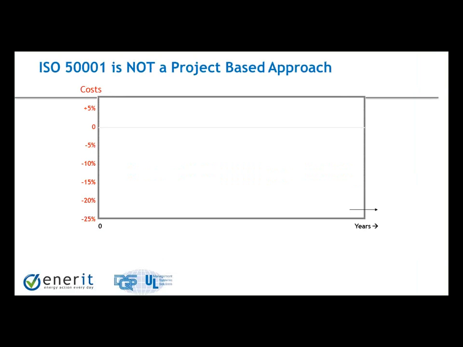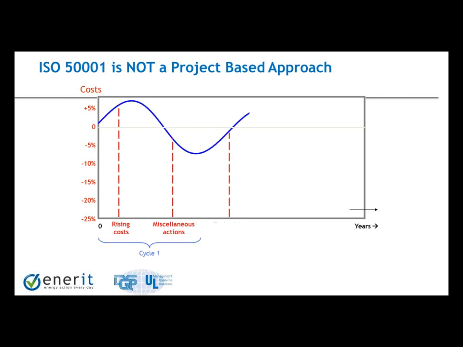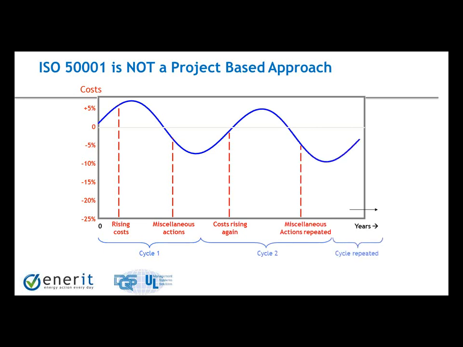This is a diagram that's been around for a long time, and it basically describes where organizations see costs rising, they carry out miscellaneous actions to reduce those costs, but really they're just miscellaneous actions, there's no systematic approach, the costs start rising again, and we get this seesaw effect, this cyclical effect, where this just repeats time and time again.